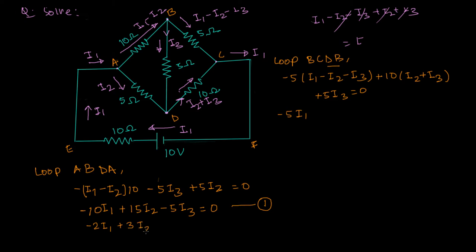Fine. So if I take a factor 5 out, I get minus 2 I1 plus 3 I2 minus I3 is equal to 0. That eases off some calculation, and instead of branding the upper one as 1, I brand this as 1, right? This is the simplified version of that.